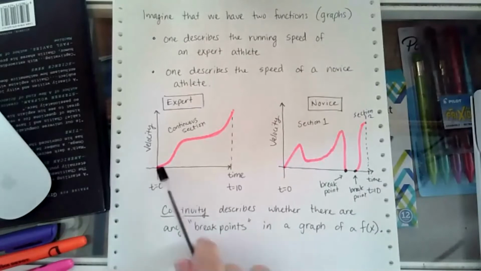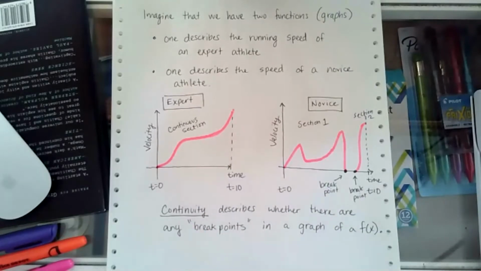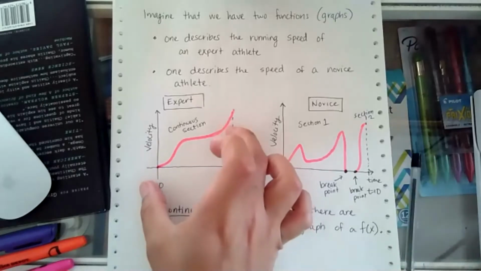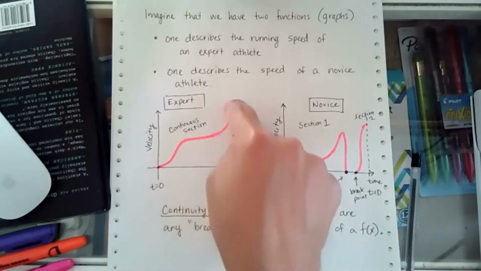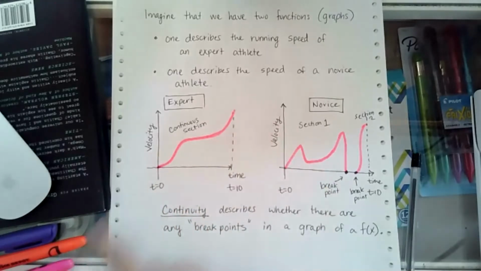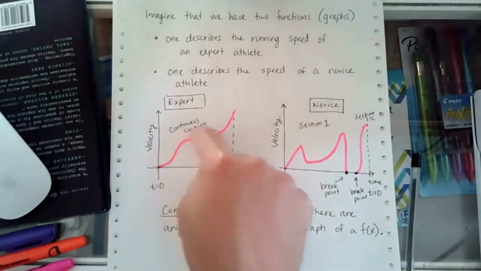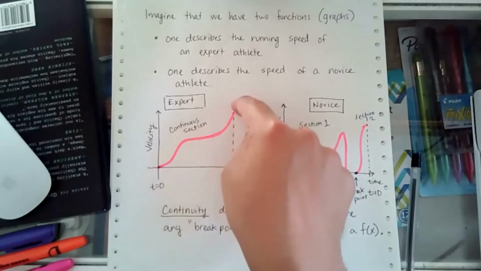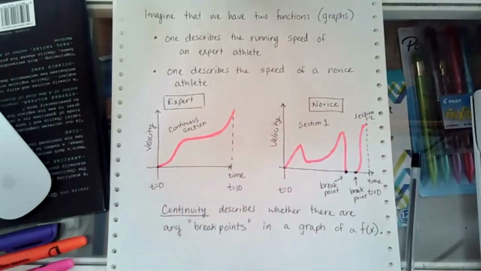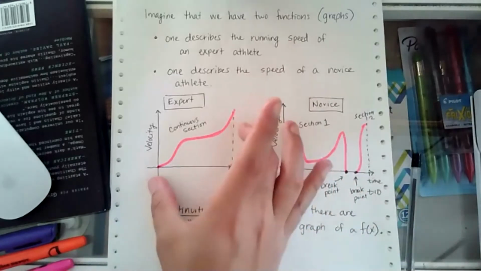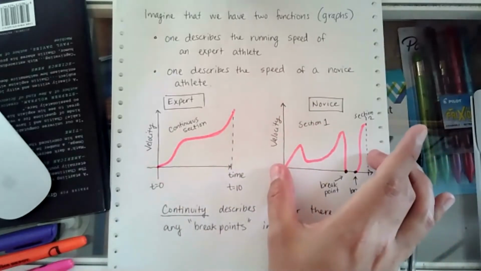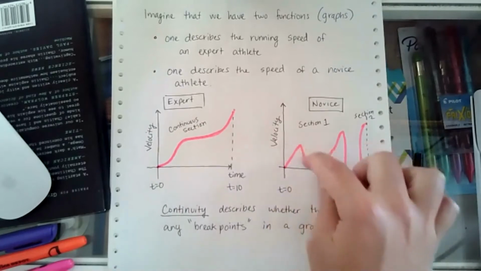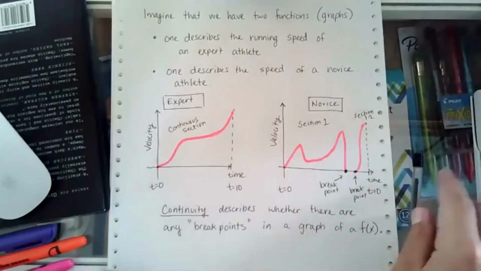So we would say that if these two graphs represent two different functions for two different people, that this function is called continuous because I could draw it without lifting my pen. As soon as I put my pen down, I could draw the curve, and I only have to lift my pen when I'm done with the curve. There's no breaks in this graph. We would call this one discontinuous, okay? Because it does have a break in the graph.